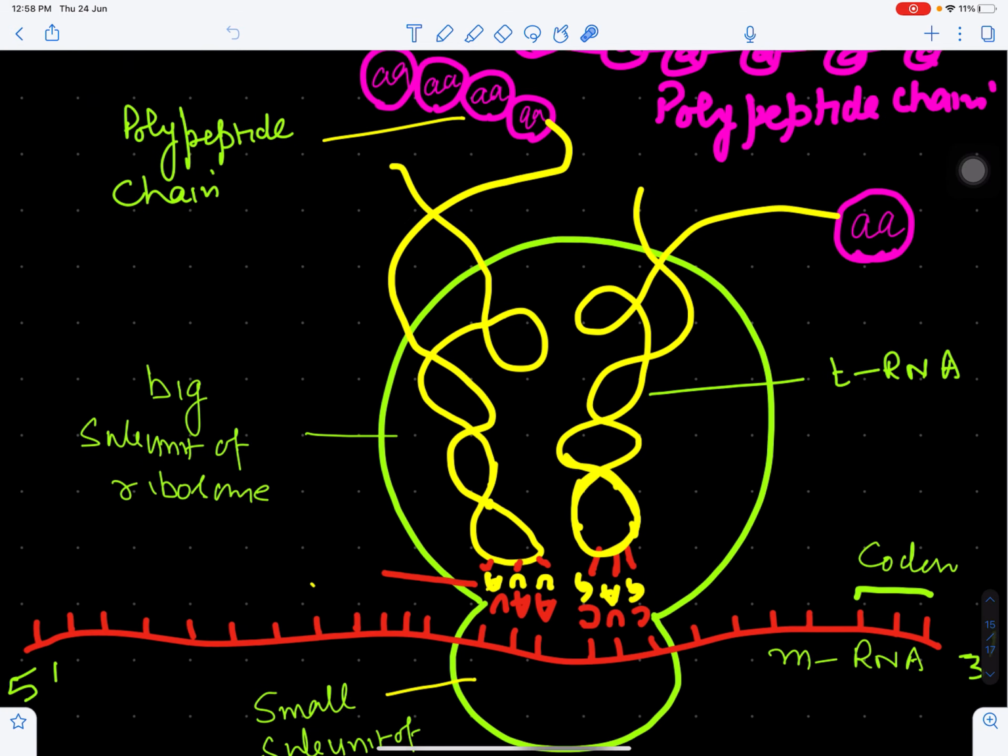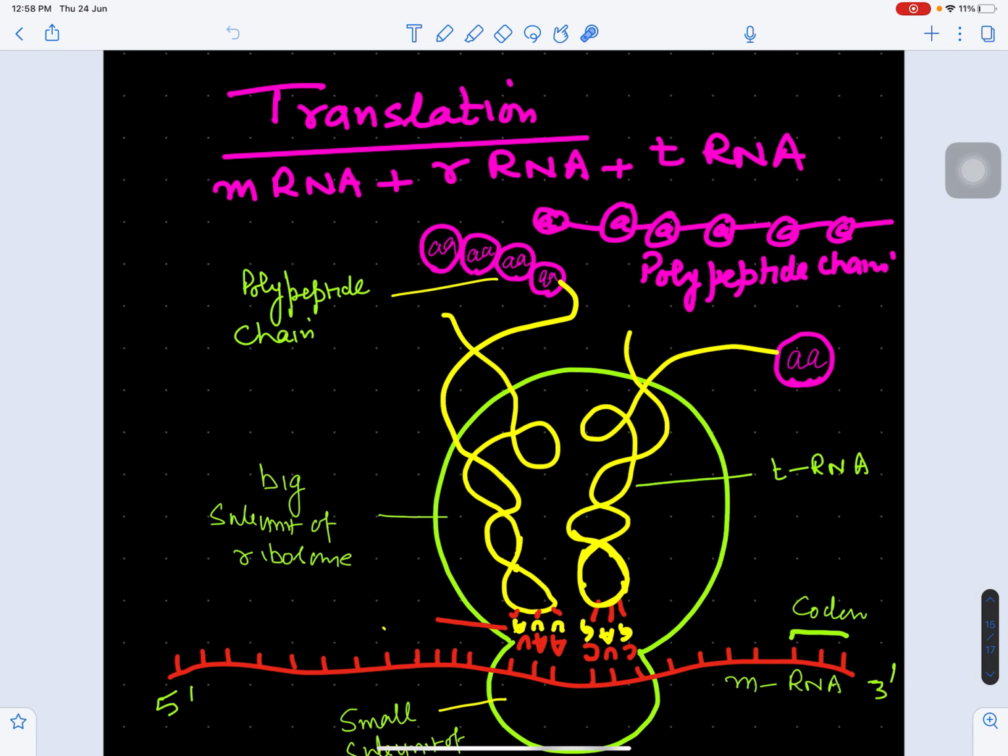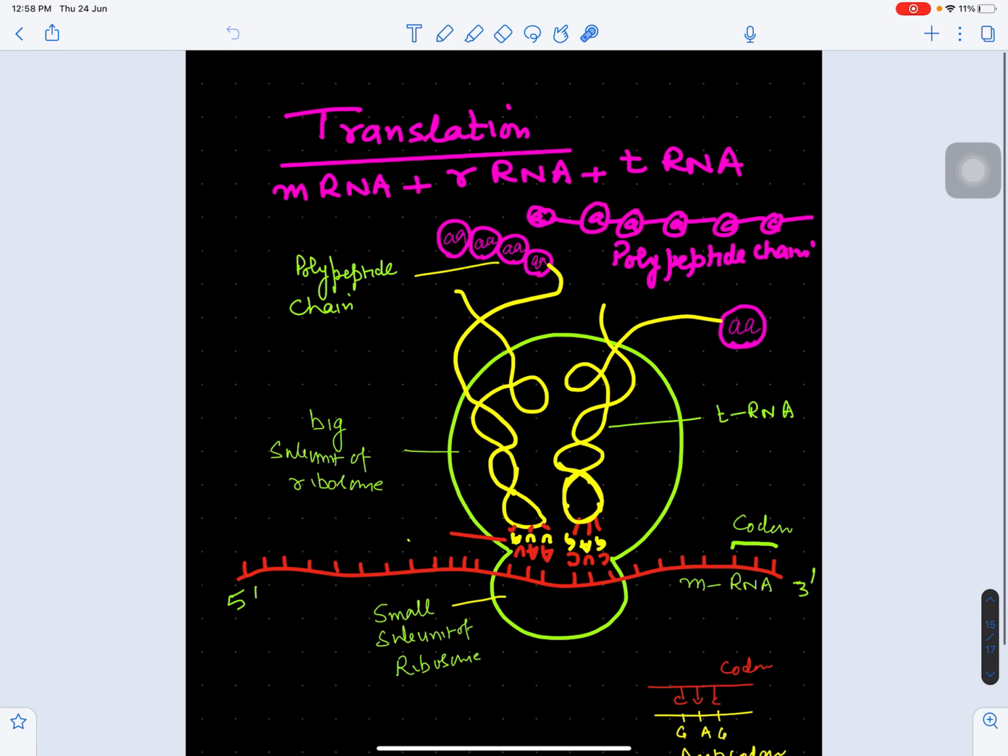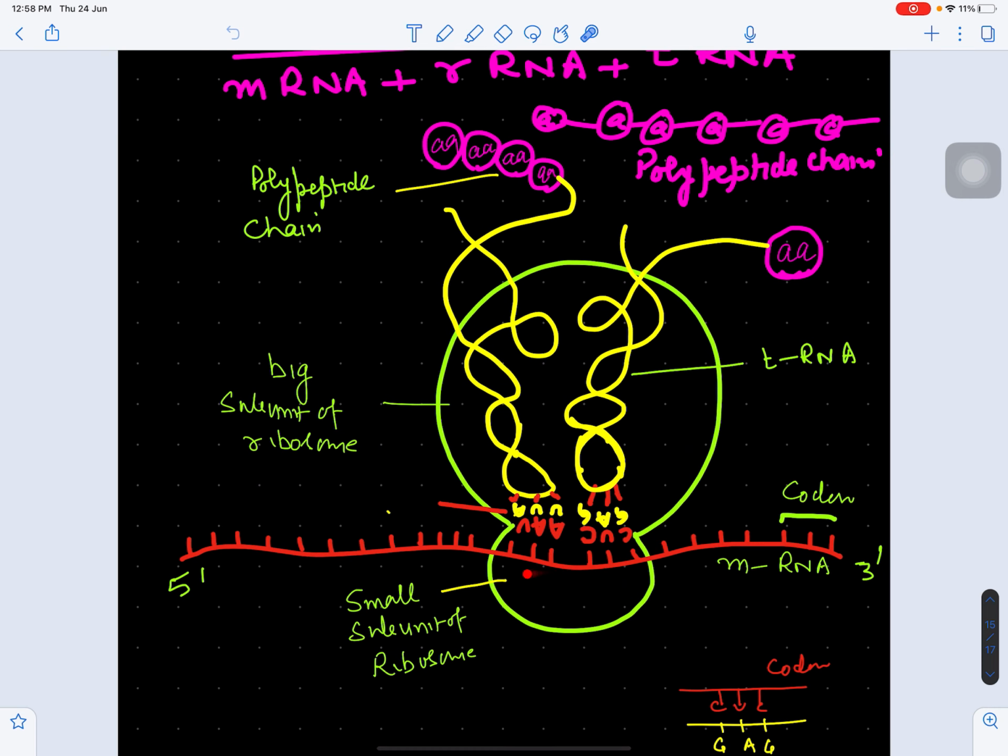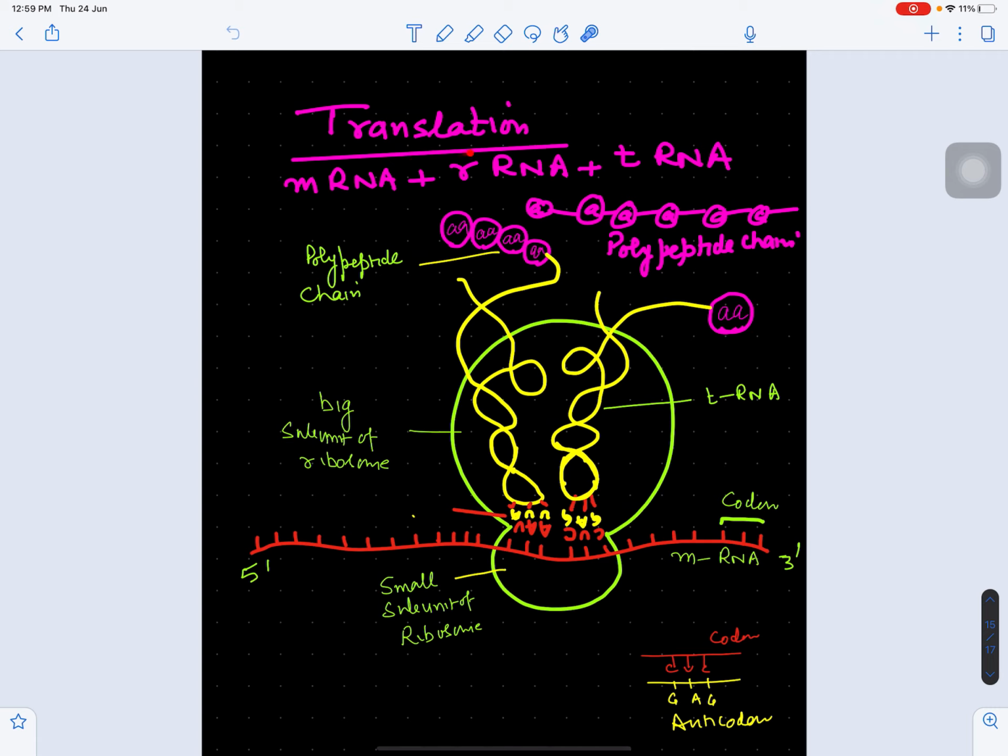Now, translation is the process in which three of the RNAs are helping: messenger RNA, ribosomal RNA, and transfer RNA. Now we can see in this figure. This is the messenger RNA. This is a smaller subunit of the ribosome. This is the bigger subunit. This part is transfer RNA. This is codon, this is anticodon, codon, anticodon. And this transfer RNA is carrying the amino acid. This is the formation of the polypeptide chain. So the polypeptide chain will later be released from the ribosome, which helps in formation of the protein. So this whole process, translation, is done with the help of messenger RNA, ribosomal RNA, and transfer RNA.